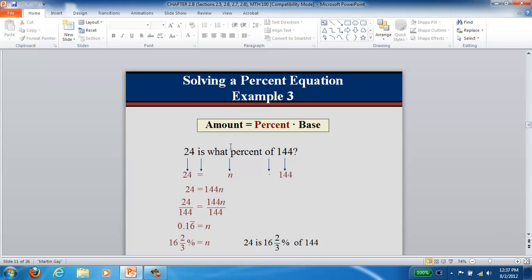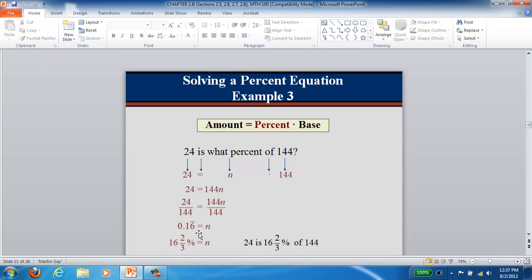Another example, solving for the percent. 24 equals what percent? Is your unknown. Of is times 144. So 24 equals 144 times n. Dividing both sides by 144 gives you an answer of 0.16.